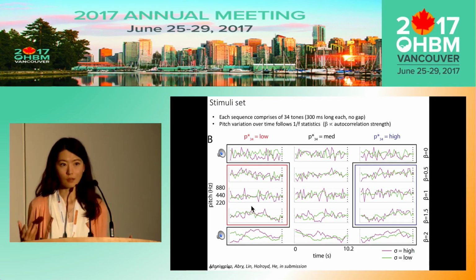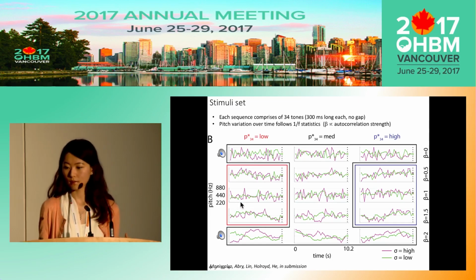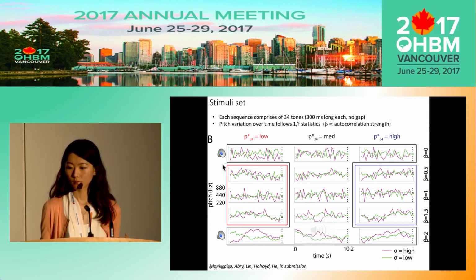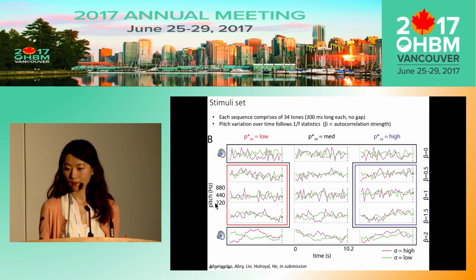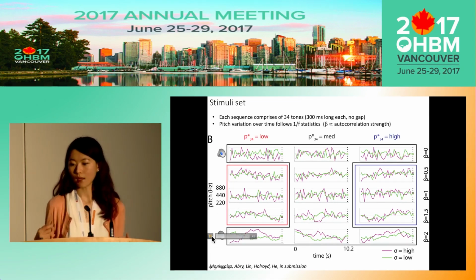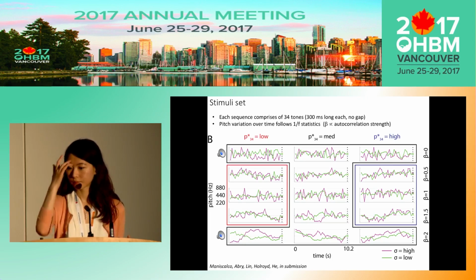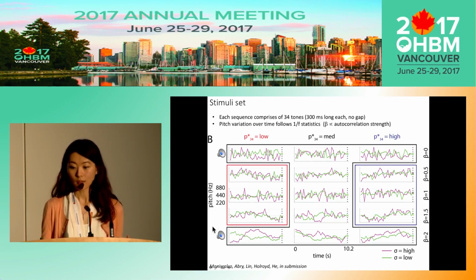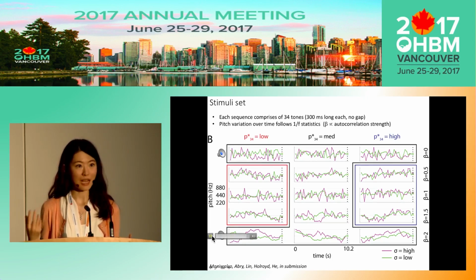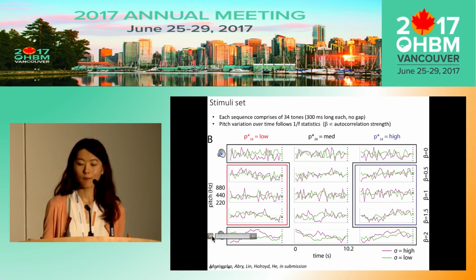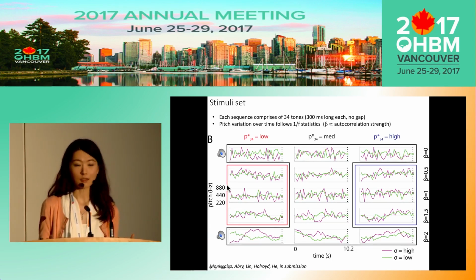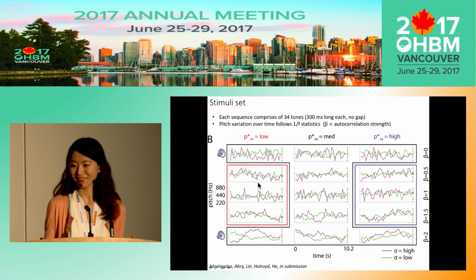So this is a white noise-like stimulus. And this one is more like a Brownian motion. It's much more melodic. So this is purely computer-generated, for the aficionados, fractional Gaussian noise and fractional Brownian motion.